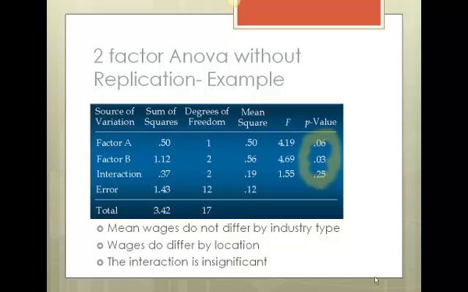I'm sorry, factor A here is location. Factor B here is industry type. So what I'm seeing here, wages do not differ by industry type, but they do differ by location. And the interaction between the two is insignificant, meaning it's not always that you see people earning more in industry 2 if they happen to live in Cleveland, or less in industry 1 if they happen to live in Cincinnati. That's what that interaction term would be looking at.